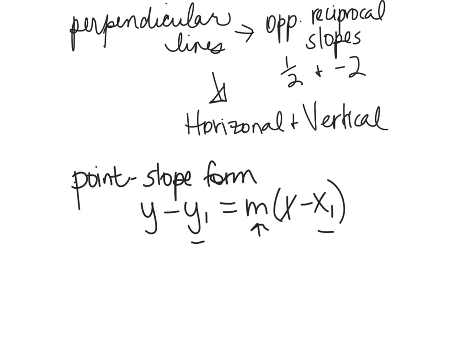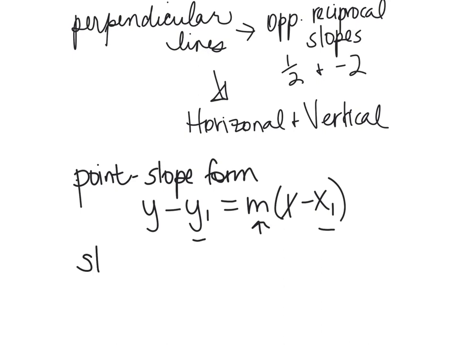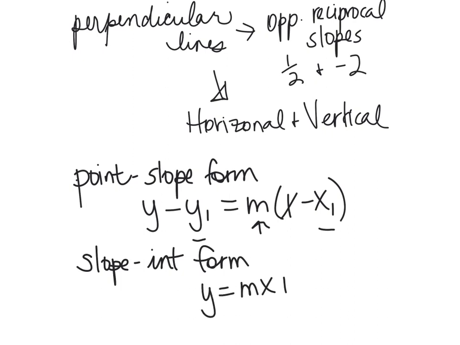Okay, I might as well write that formula down too. Slope-intercept form is y equals mx plus b.